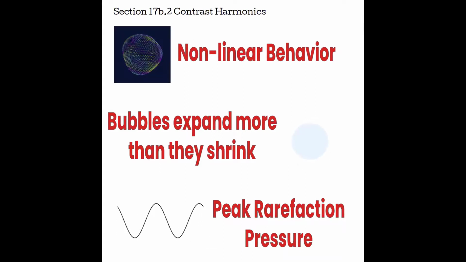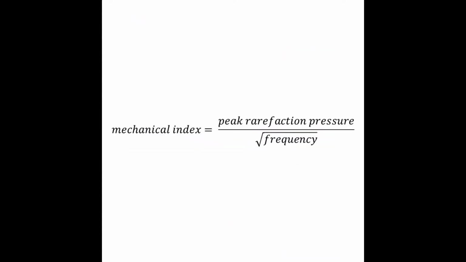So the peak rarefaction pressure is technically how little pressure is on the bubble, determining how much the bubble will expand. It's been a while since we've had a new formula, but here's our formula that's going to help us to understand how those bubbles are reacting under the sound beam's force. So in this formula, we see that mechanical index is equal to peak rarefaction pressure divided by the square root of the frequency. As we've talked about so many times with our formulas, it's more of an avenue to talk about how these things are related.